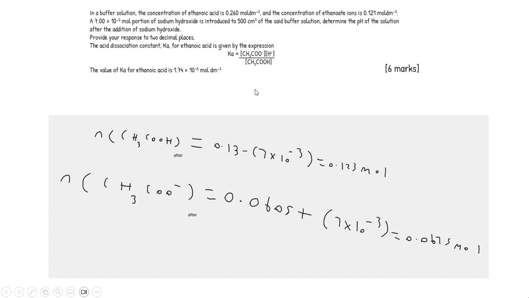Does that make sense? So the moles of ethanoic acid after is going to be equal to the moles I had before, take away the moles of sodium hydroxide, and that's going to give you 0.123 moles. And again, the moles of ethanoate ions after is going to be the moles before, adding the sodium hydroxide moles to get the ones after. So does that make sense?